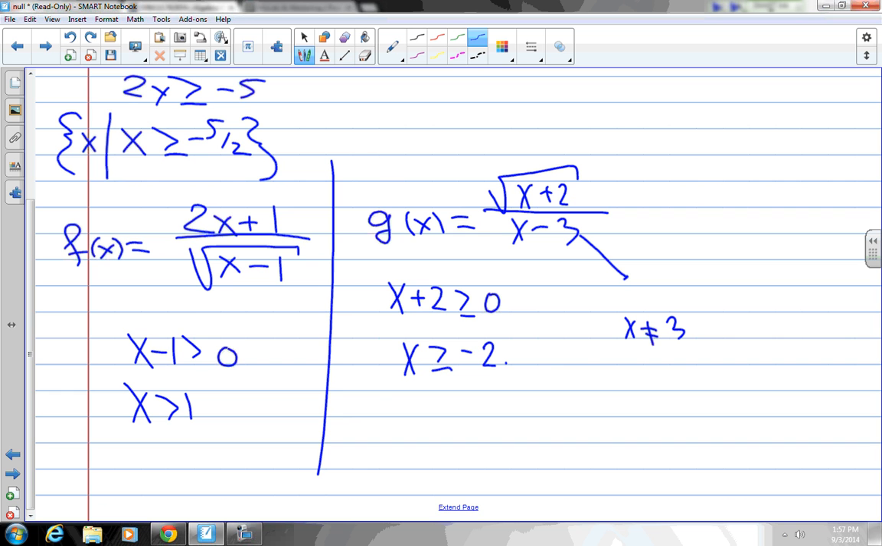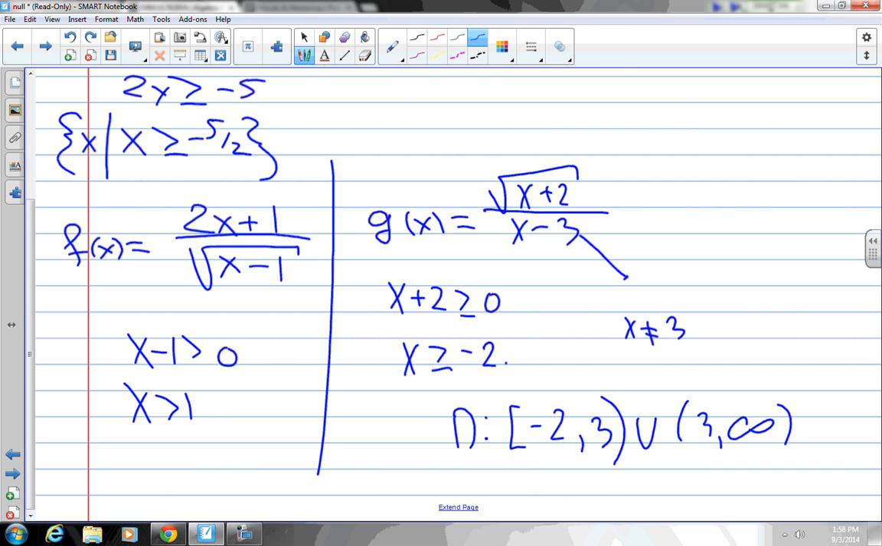So basically, is 3 part of this set, the first set? Is 3 greater than -2? So it has to be taken out. So really the domain here is everything from -2 to 3, not including 3, union from 3 to infinity. So we're kind of dropping 3 out of whatever's left. How's this? Yeah, you liking that? Yeah. All right.